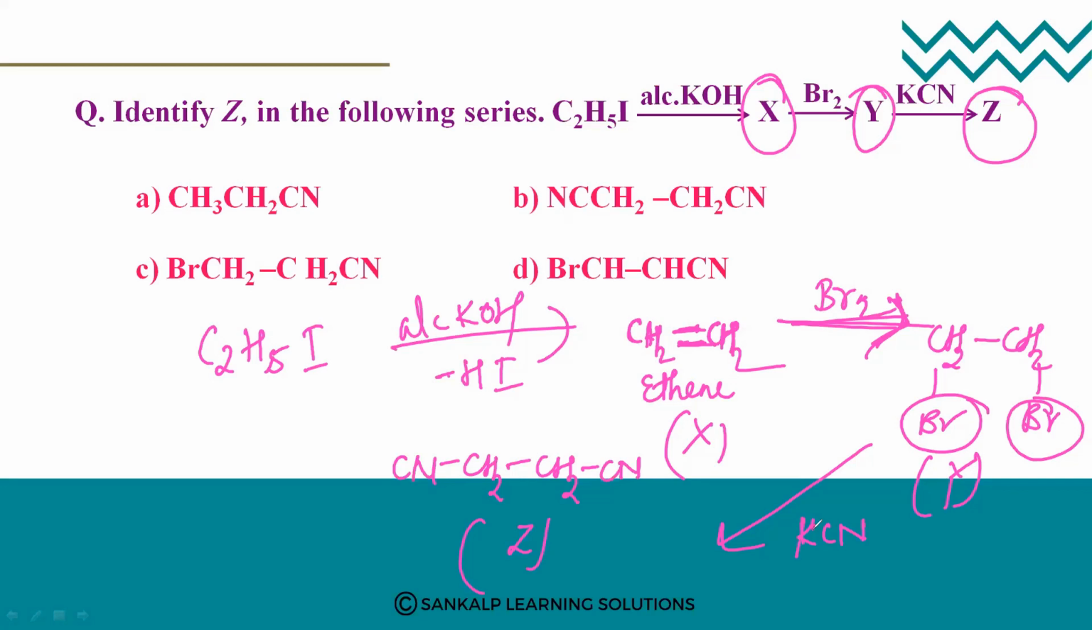Further, you have to treat it with potassium cyanide. These Br atoms are easily leaving groups. So they will be replaced by the cyano group. So this is the answer you are getting. So it is option number B. After seeing this, the answer is option B. So we'll go for the next question.